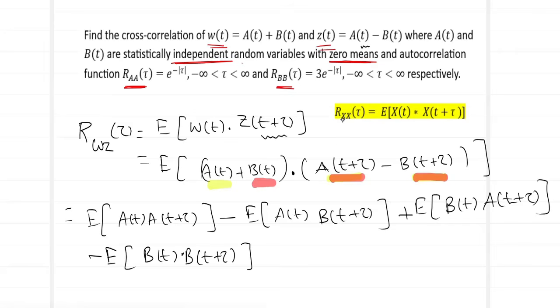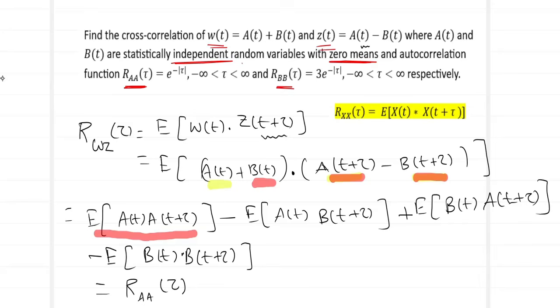We can see that Rx of tau is the expected value of x of t into x of t plus tau. We have the expected value of A of t into A of t plus tau. Comparing this with the given definition, I can rewrite this term as R. In place of x, I have A, and the time difference is t plus tau minus t, which is equal to tau. So that gives us our first term.